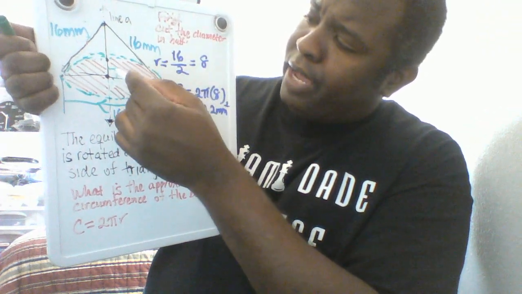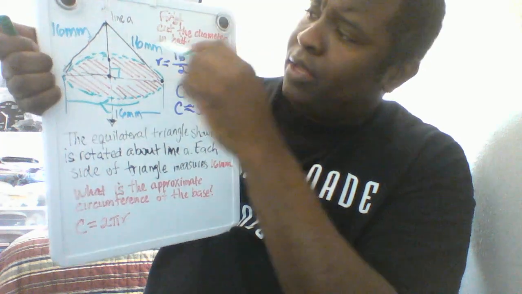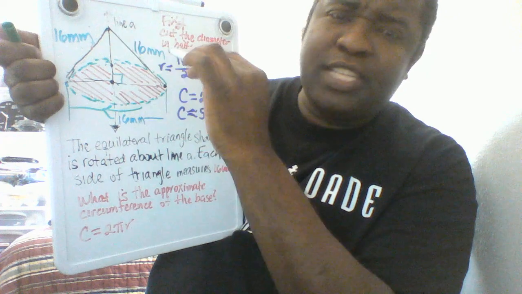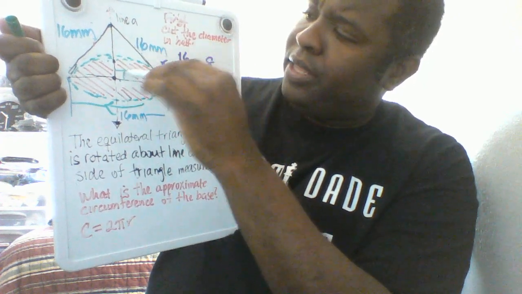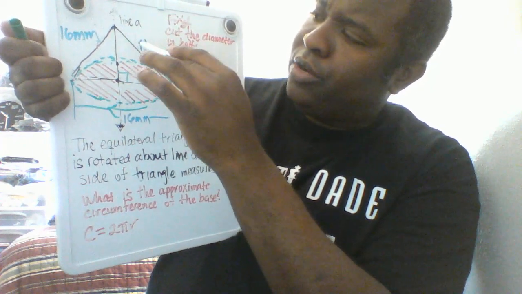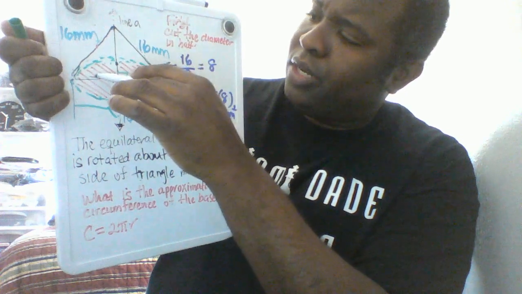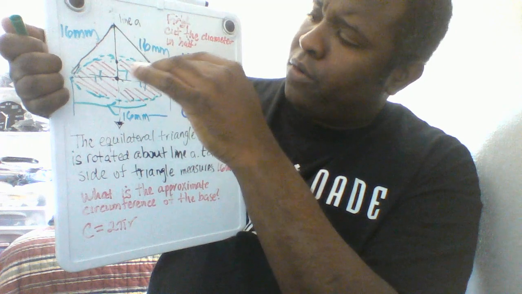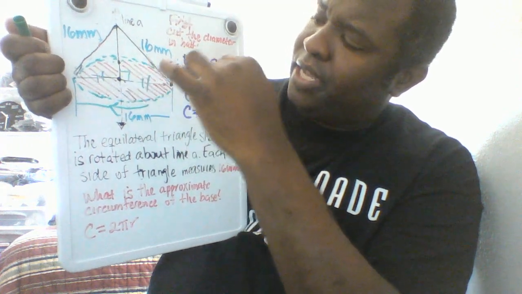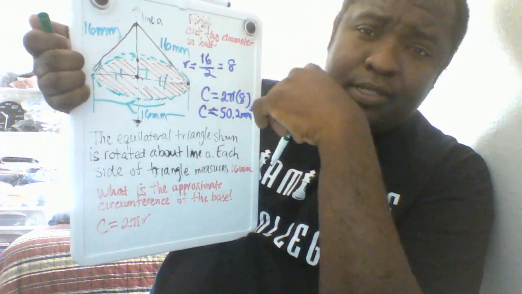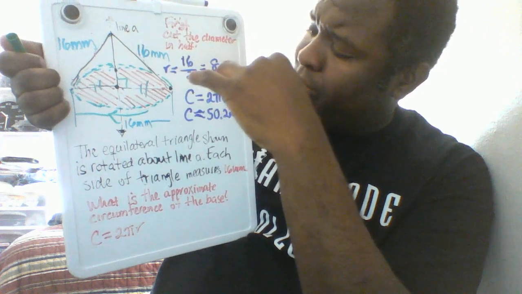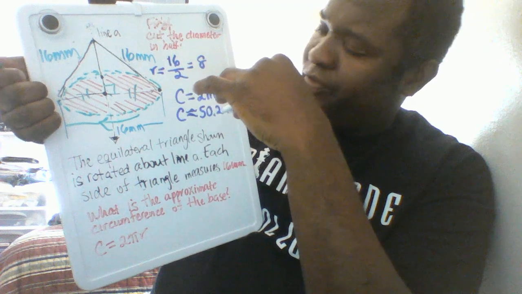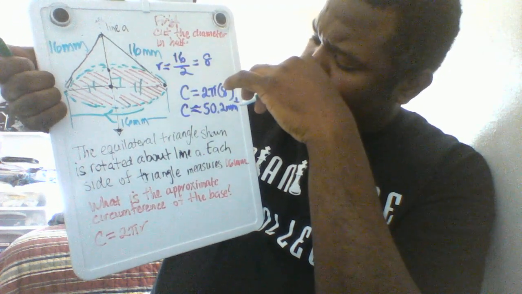Okay, so what you need to realize is that when you draw that line right here, we know that this is a 90-degree angle, and that's cutting it in half, right? Because if these two are the same, and this is 90 degrees, then you know that this is going to cut these two pieces into equal parts, right? So therefore, this being 16, you would cut it in half, and you'd know that's 8. And then therefore, 2 times pi times 8 would be equal to 50.2 millimeters.